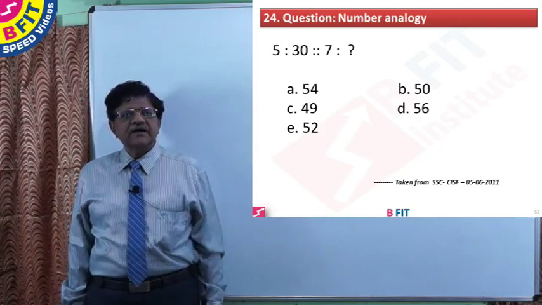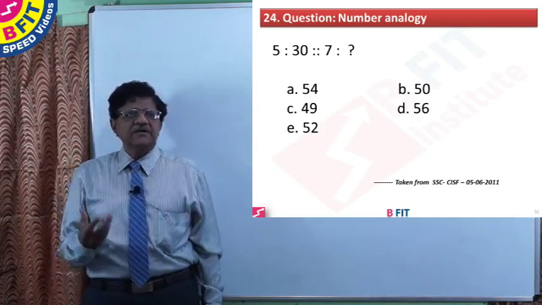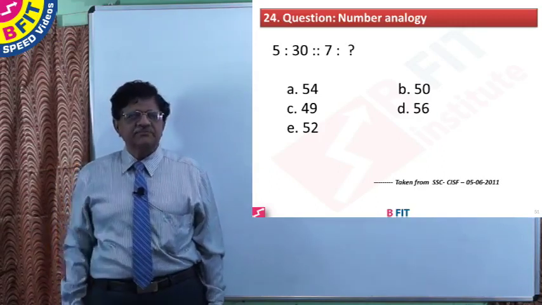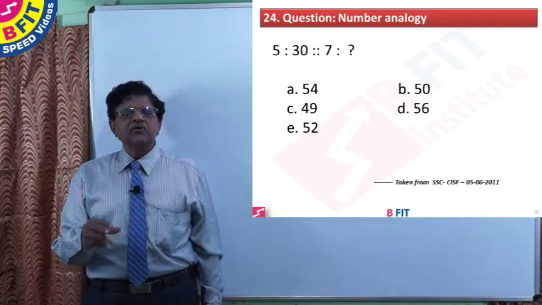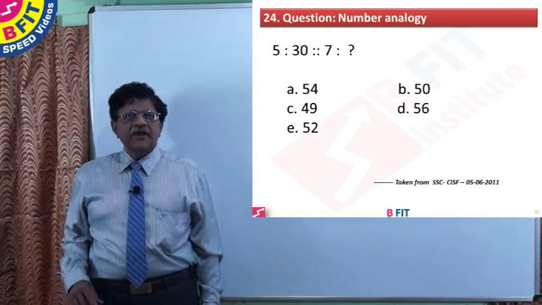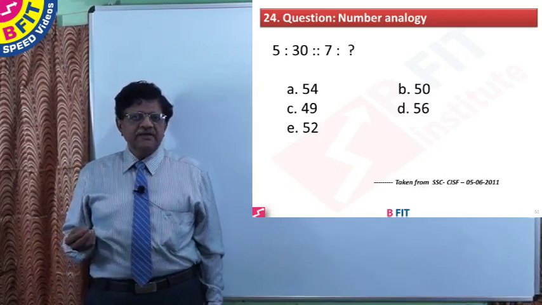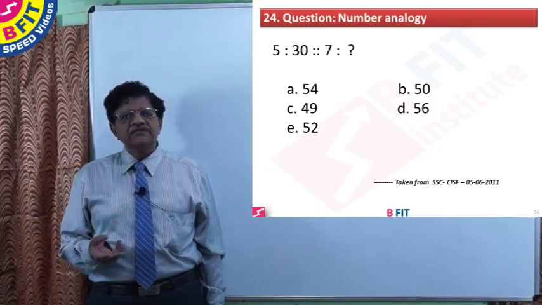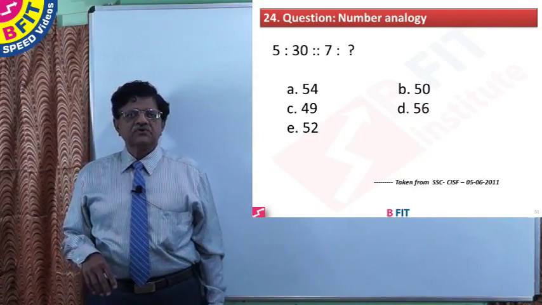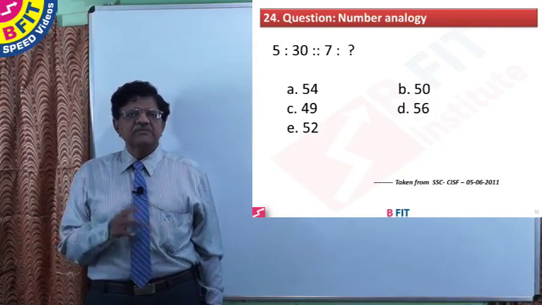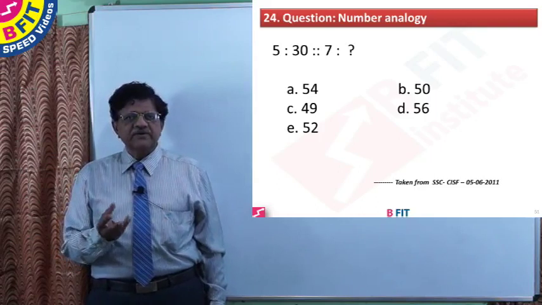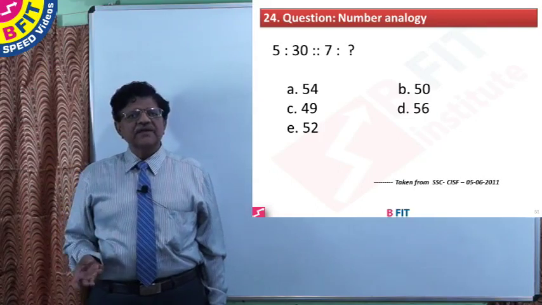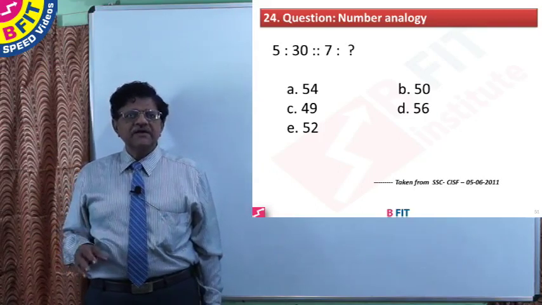So obviously the established connection, namely 5 into 6 is equal to 30, is not correct. There is some other relationship. We have to delve deep to find out what is the relationship. 5 and 30, if you look very closely, you will find 5 square is 25. 25 plus 5 is equal to 30. So one of the possible connections is 5 square plus 5 is 30. Now let us apply it to 7. What is 7? 7 square. 7 square is 49. 49 plus 7, 56.